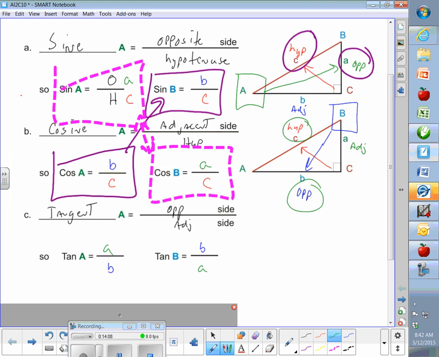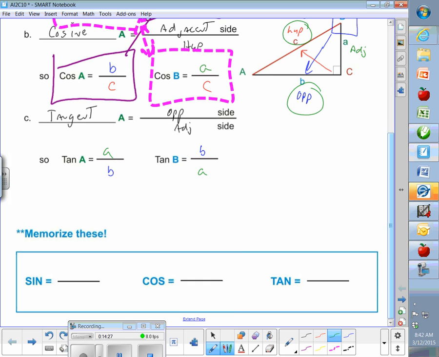If the tangent of A equals 2, the tangent of B would be 1/2. If the tangent of B is 3/4, the tangent of A would be 4/3. They're reciprocals, inverses. Okay? That's the relationship, and that's the way they go.